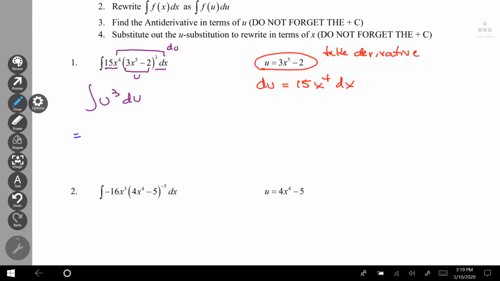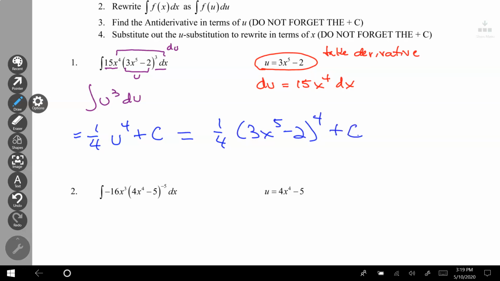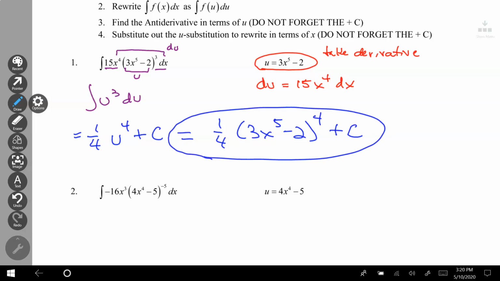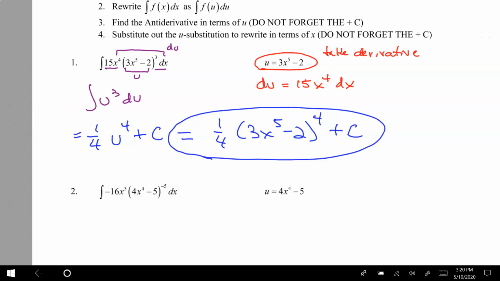And it becomes 1/4 u to the 4th. Don't forget your plus c. But I can get rid of the u and rewrite it as 1/4 times (3x to the 5th minus 2) to the 4th plus c. That is the integral, or the antiderivative, of that messy thing that we had to begin with. If I started with this function and I want to take its derivative, I would use chain rule because I have a function inside of a function. So this whole U-substitution is doing it in reverse.